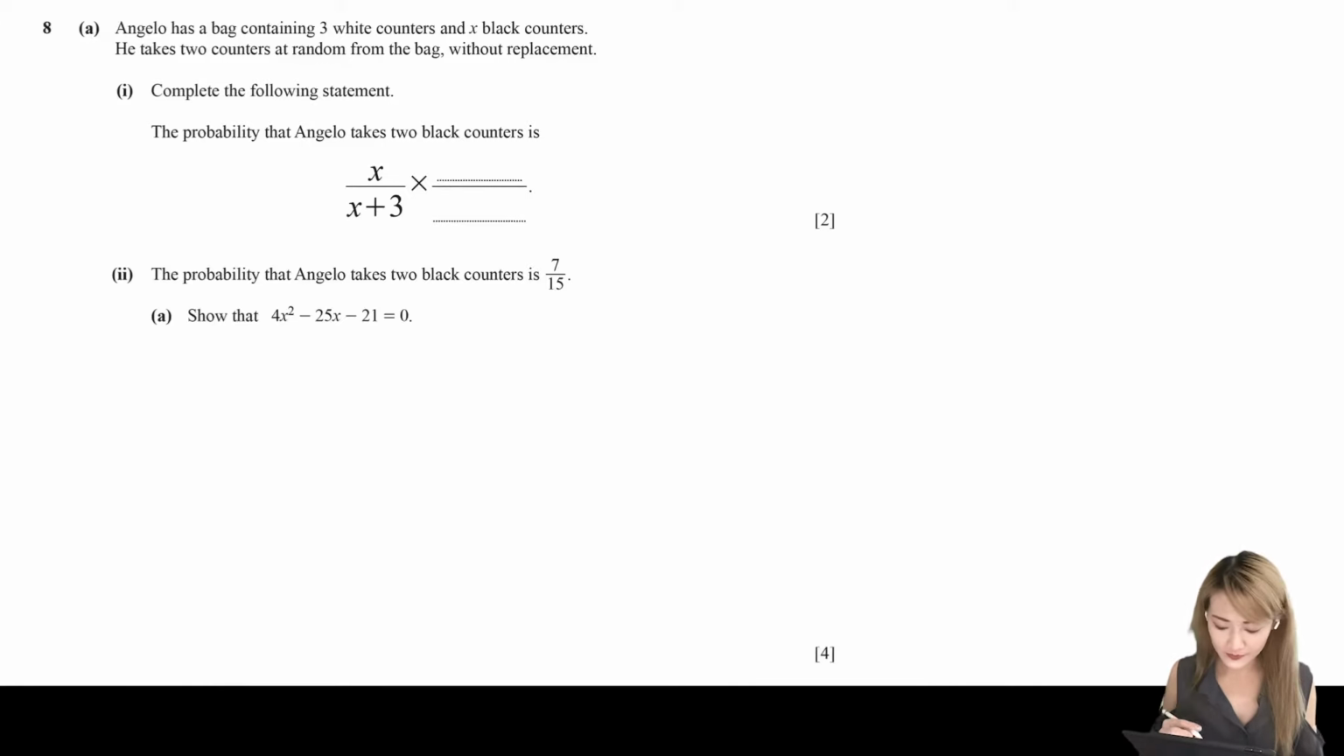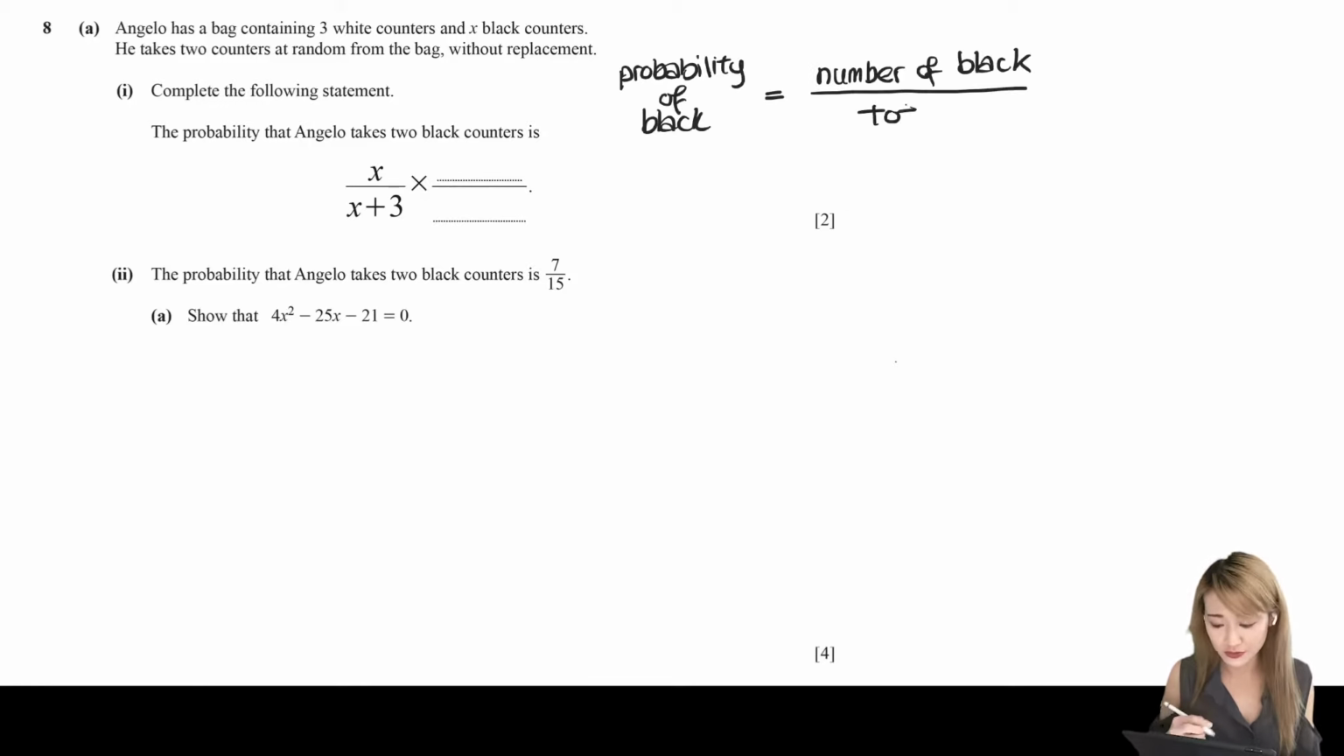something over something. So we need to come up with a representation of the probability that Angelo takes 2 black counters. The probability of taking a black counter would be equal to the number of black counters divided by the total number of counters. We have x black counters and 3 white counters. So the number of black counters would be x, and the total number of counters would be the summation of the two. So that's x plus 3. So the probability of getting a black counter would be x over x plus 3, which is the first part of the expression right there.